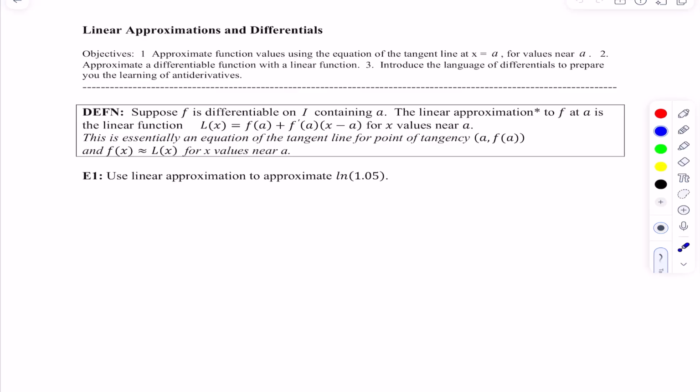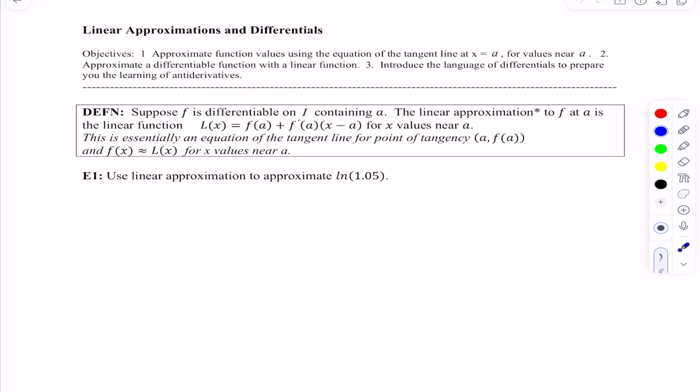We'll begin with a definition. Suppose f is differentiable on an interval containing a. Remember, a is on the x-axis and a is an x value. The linear approximation to f at a is this linear function. And if you look closely, this is essentially the equation of the tangent line for point of tangency a comma f of a. More importantly, f of x is approximately this linear function for x values near a.